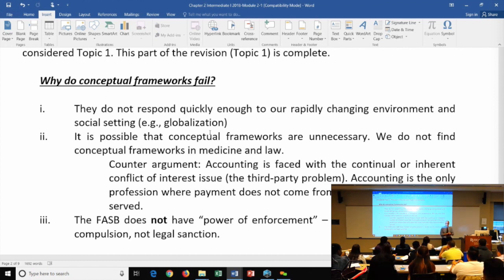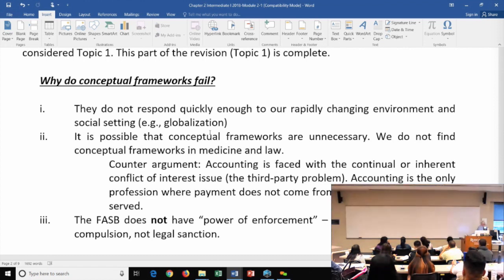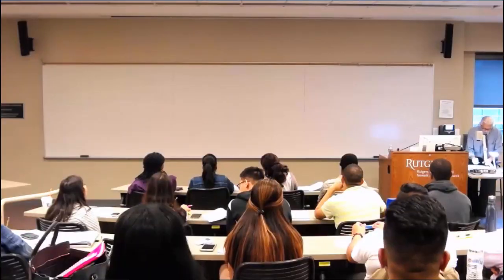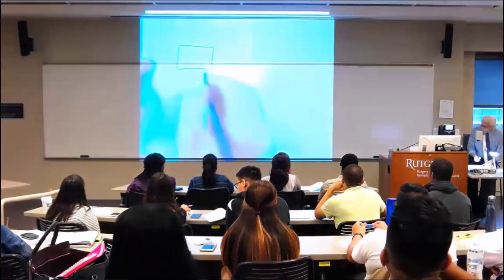Maybe the framework's not necessary. You don't have a conceptual framework in law or medicine. Well, I would give you a counter argument and tell you that probably accounting is always faced with an inherent conflict of interest issue. That is because in auditing, not tax, but in auditing, we probably are the only profession that does not directly service the client that's paying us. In other words, we're really going to service the stockholders.